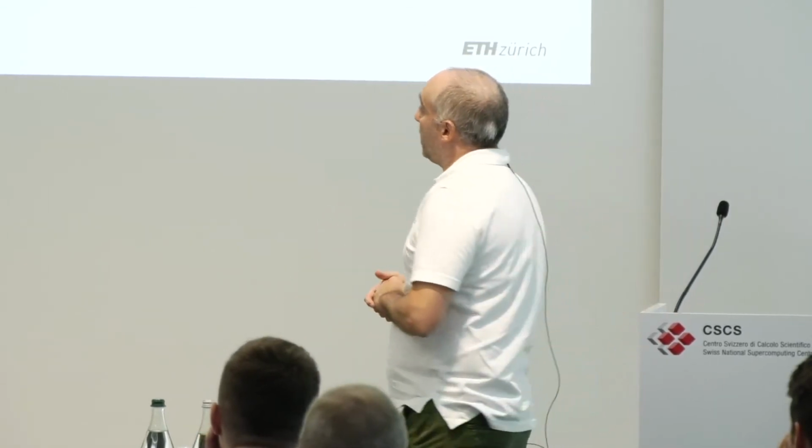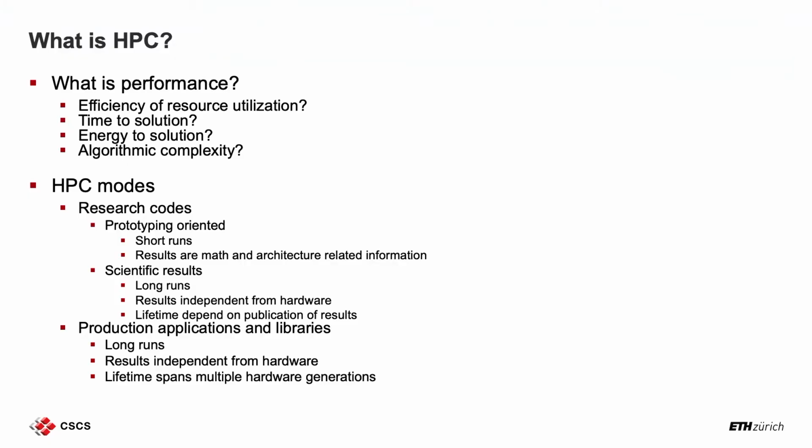But the HPC world also looks at production applications, for instance, production libraries. What is production here? Production means that you can reliably provide your software, your application, or your libraries to other people so they can reliably get the results that they need. And usually this also implies that the users of the application will run for a long time. They need to be really efficient in the use of the resources.